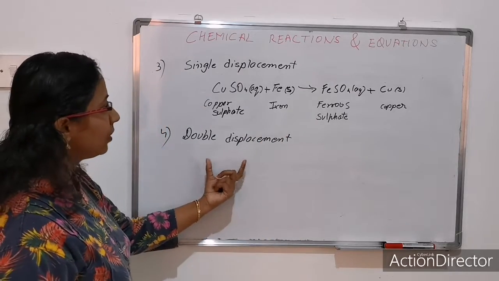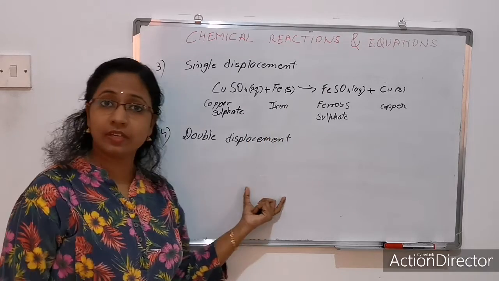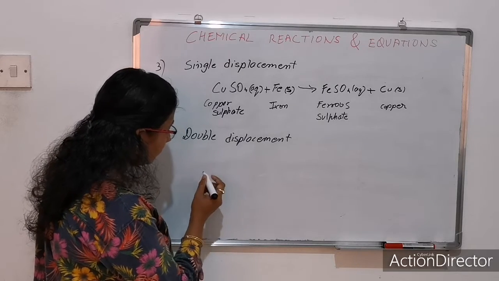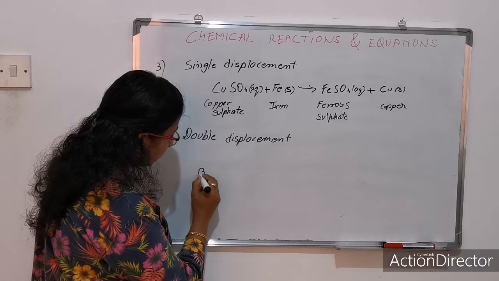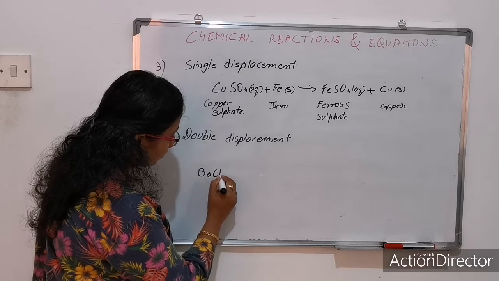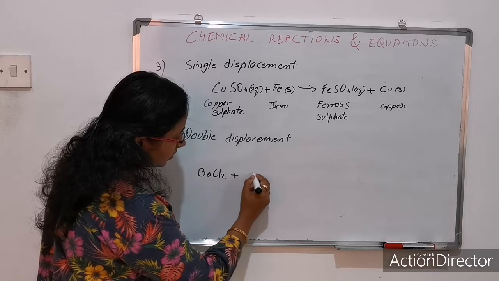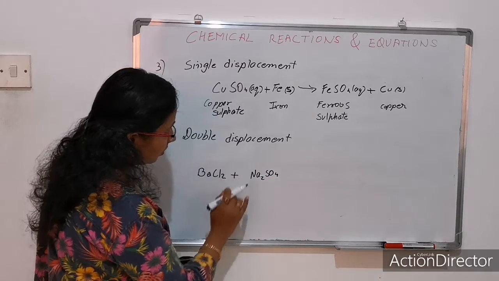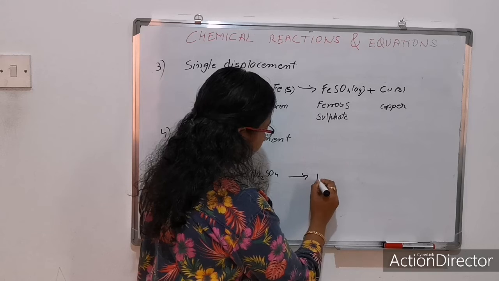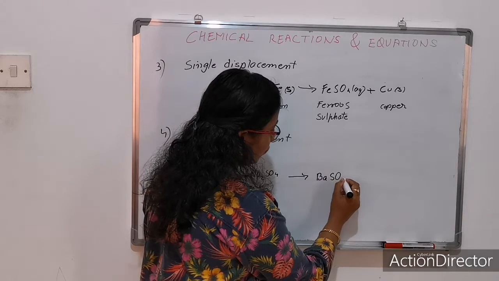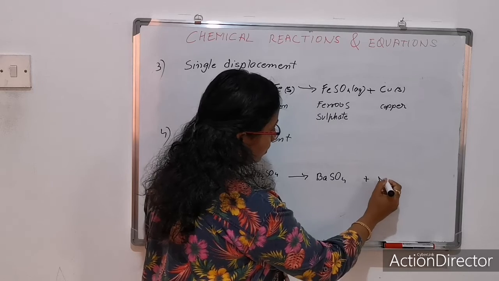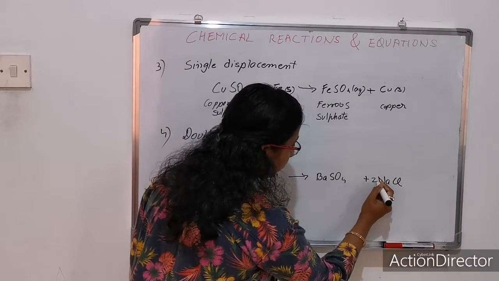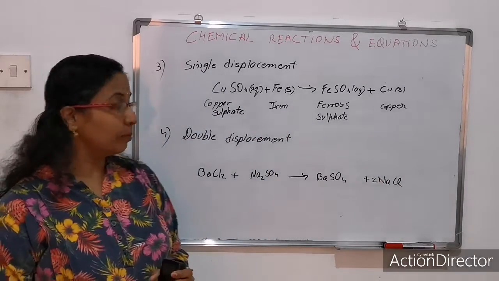Now this is single displacement. Now we'll take an example of double displacement. I am taking an example: BaCl2 plus Na2SO4 gives BaSO4 plus NaCl, this is 2NaCl. Now it's a balanced equation.